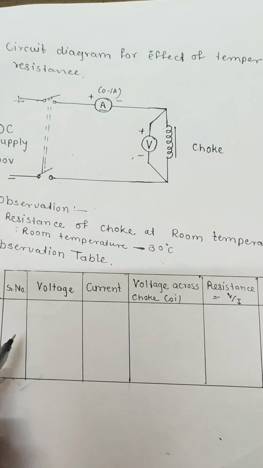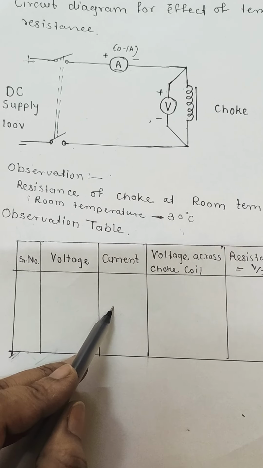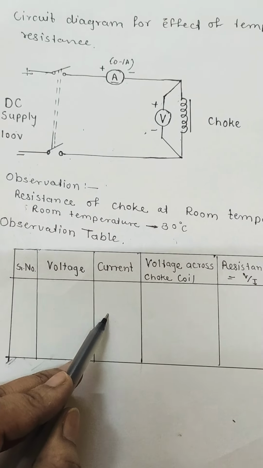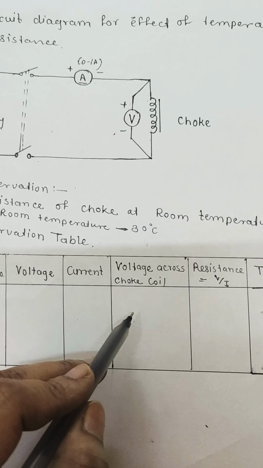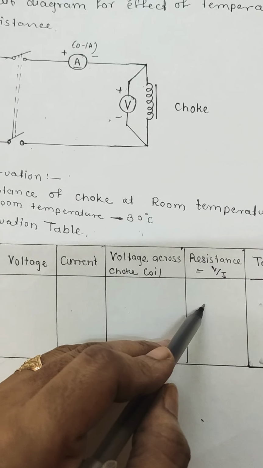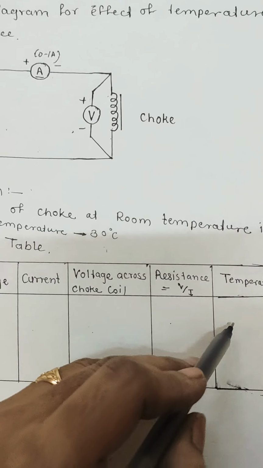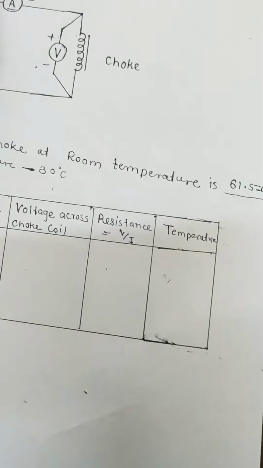Observation table for this experiment: applied voltage, current flowing through the choke coil, voltage across the choke coil. With these readings, you find out the resistance of the choke, and the temperature with the help of a thermometer.